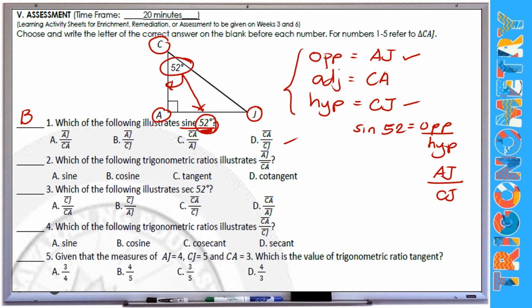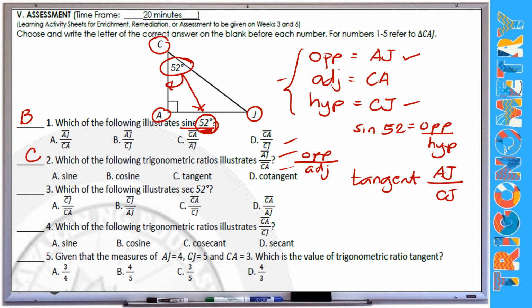So, let's include number 2, so that numbers 3, 4, 5 will be your answer. For example, number 2, which of the following trigonometric ratios illustrates AJ over CA? Let's identify what is this AJ, what is this CA. Our AJ is the opposite. Our CA is the adjacent. If we take a look at the formula that we have a while ago, opposite over adjacent is the formula for our tangent. So that is letter C.